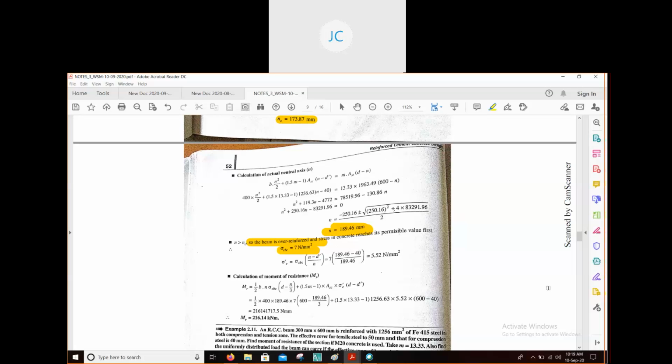I hope all of you have written down the formulas and things, because the next problem I will give you and you have to solve it.